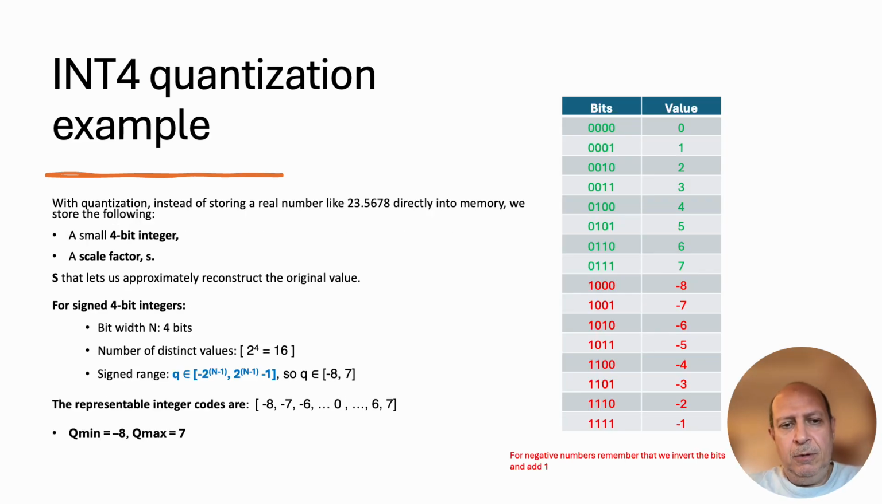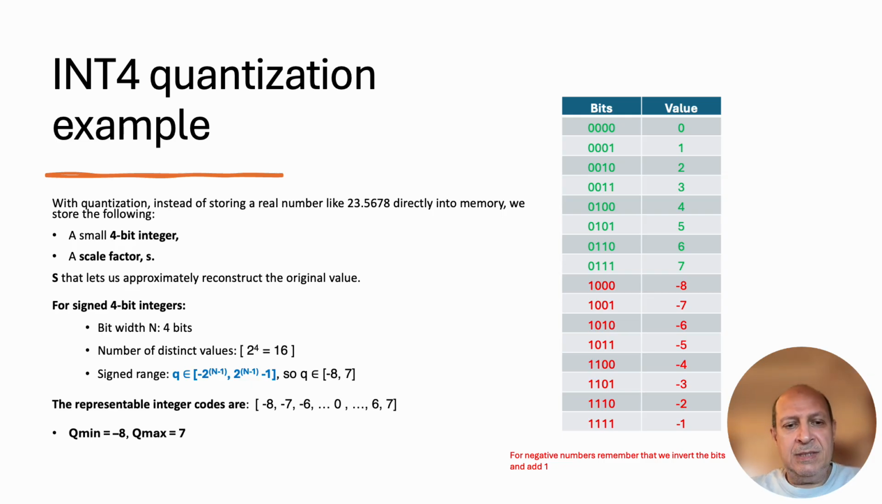Let's explain an example where we convert a real number such as 23.5678 into its corresponding INT4 format. With quantization, instead of storing the real number 23.5678 directly into memory, what we store instead are the following. First of all, we store a small 4-bit integer and a scaling factor referred to as S. S lets us approximately reconstruct the original value of the number when we do dequantization.